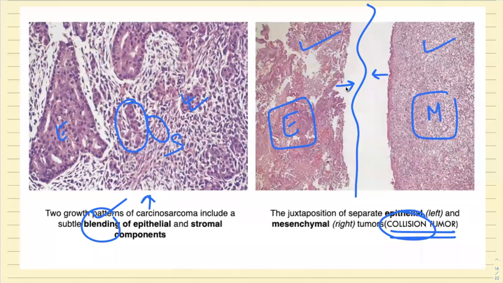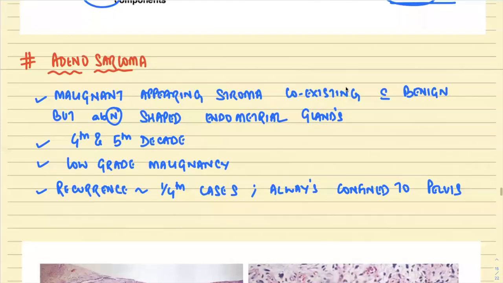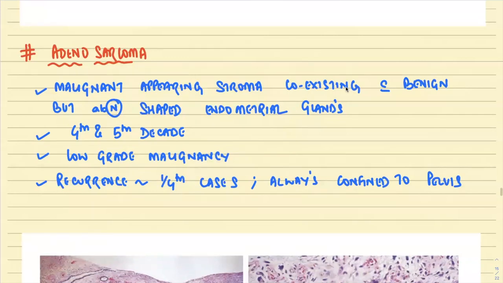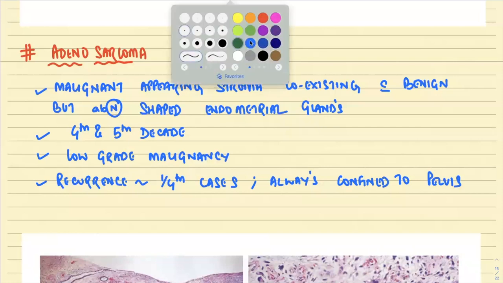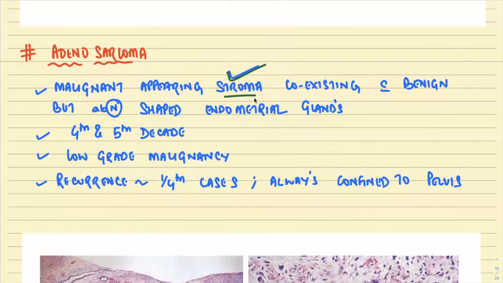Yes, sir. Now, another tumor of the endometrium is adenosarcoma. What is an adenosarcoma? You have to just understand the meaning of this tumor. Don't have to go into the details. It is a malignant appearing stroma, when the stroma of the endometrium is malignant. Along with that, you have benign but abnormally shaped endometrial glands. So, if you have benign endometrial glands in the background of malignant stroma, it is called adenosarcoma.